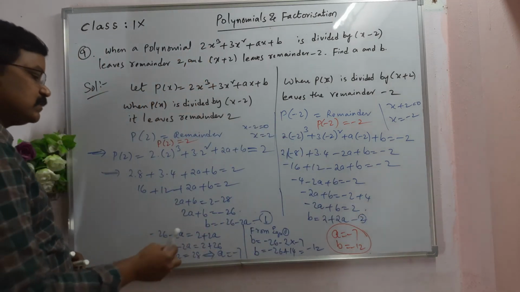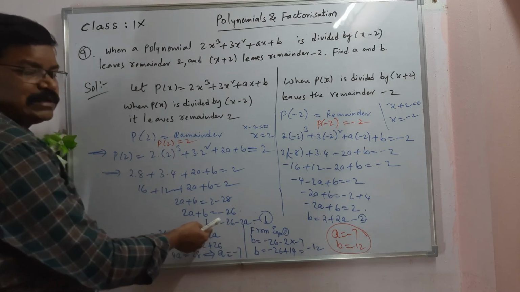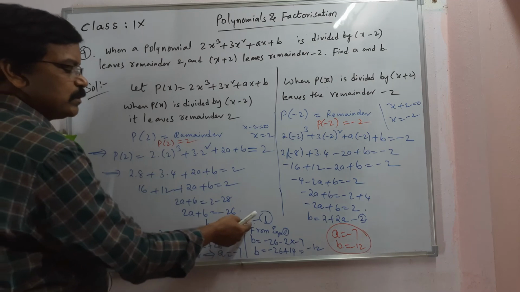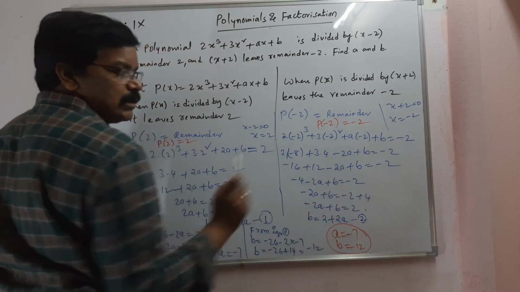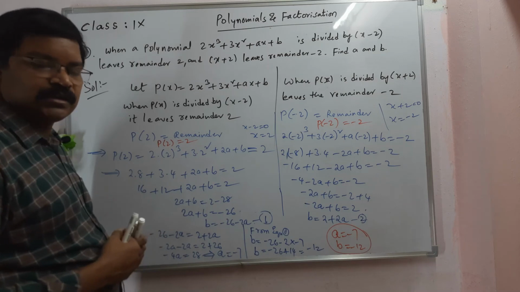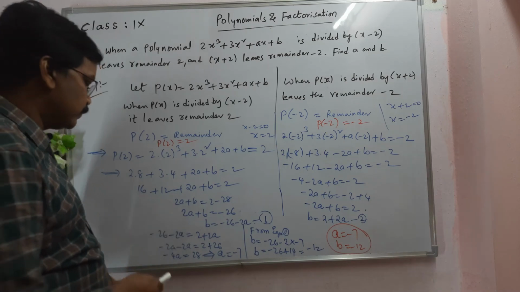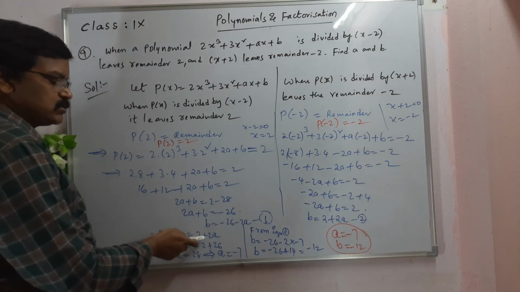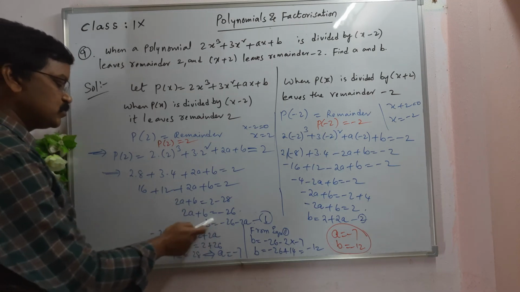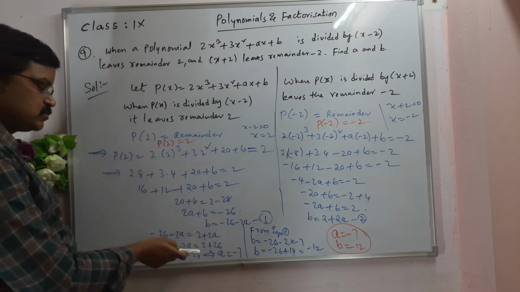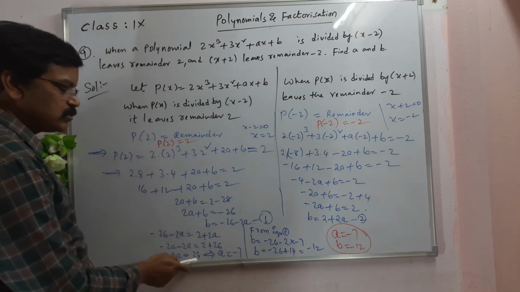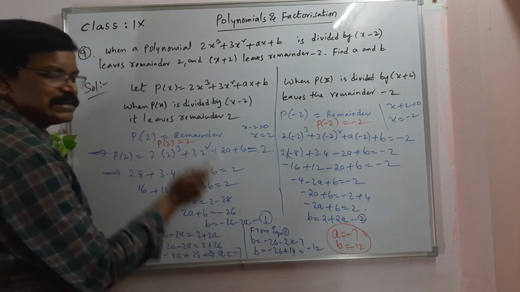Here, what I did is I made b the subject here. Here also I made b the subject. So b is equal to minus 26 minus 2a, b is equal to 2 plus 2a. So we can equate the two equations, equations 1 and 2. Why? Both are equal to b only. So minus 26 minus 2a is equal to 2 plus 2a. So transpose this plus 2a to this side, minus 4a is equal to 2 plus 26. So minus 4a is equal to 28, a is equal to minus 7.